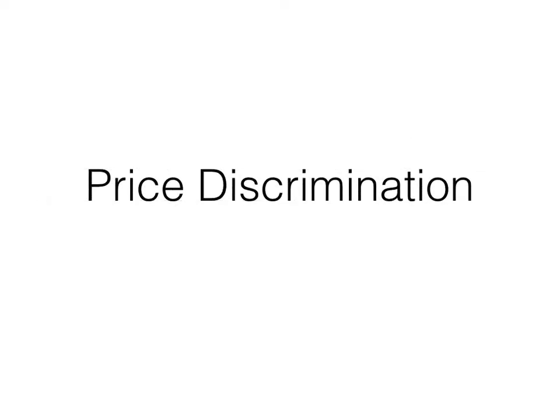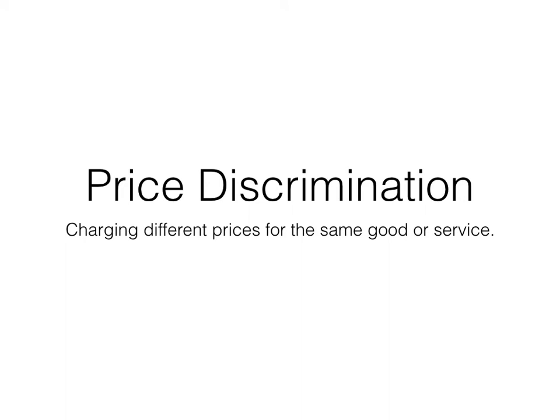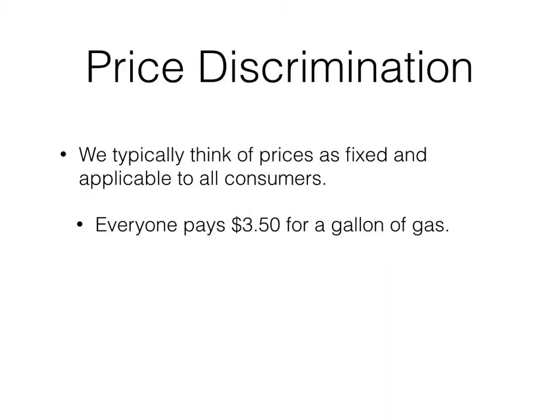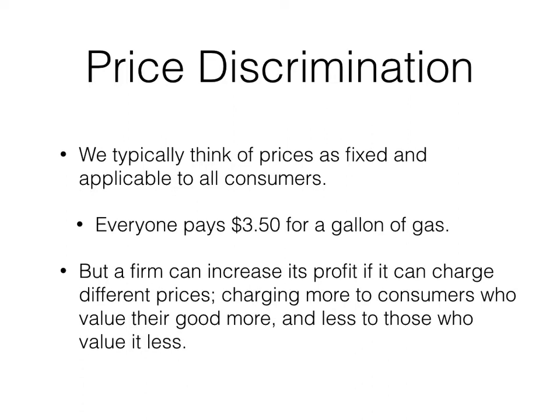The last pricing scheme we're going to look at is price discrimination, and this is when a firm charges different prices for the same good or service. So we typically think of prices as fixed and applicable to all customers. So everybody pays $3.50 for a gallon of gas, but a firm can increase its profit if it can charge different prices. There's some people who have high value uses for, say, gasoline, and others who have low value.